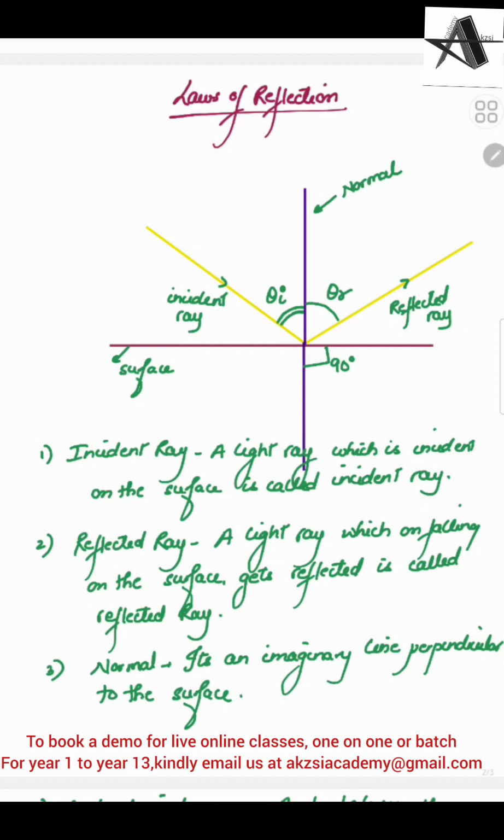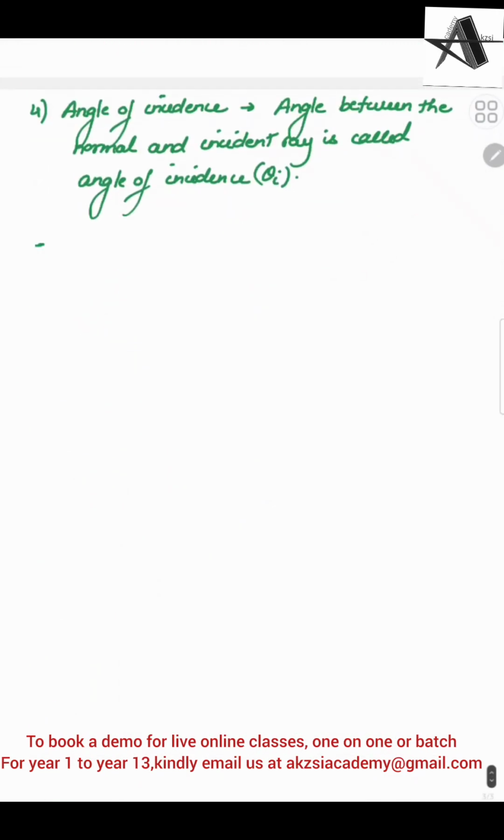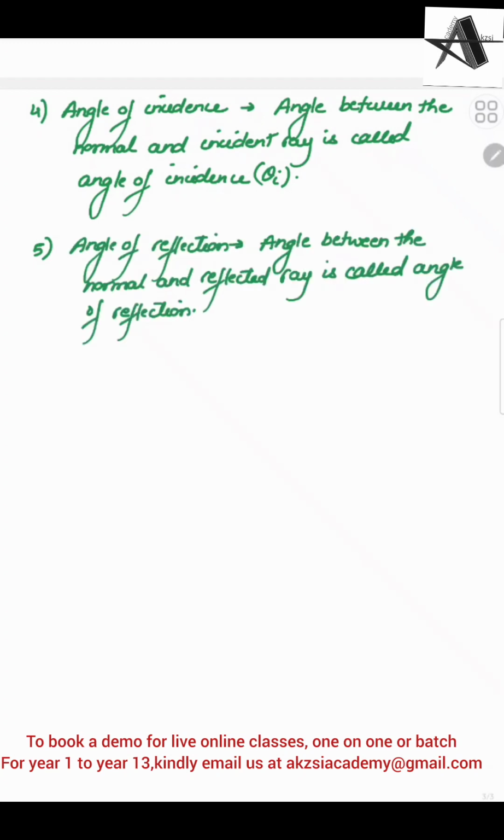Similarly for theta R, which is the angle of reflection, I can say this is the angle between the normal and the reflected ray. So I can write down the definition here as: angle of reflection is the angle between the reflected ray and the normal. Now let me see the laws of reflection.